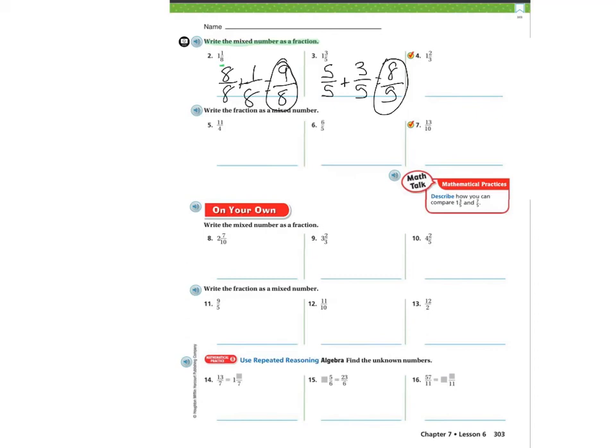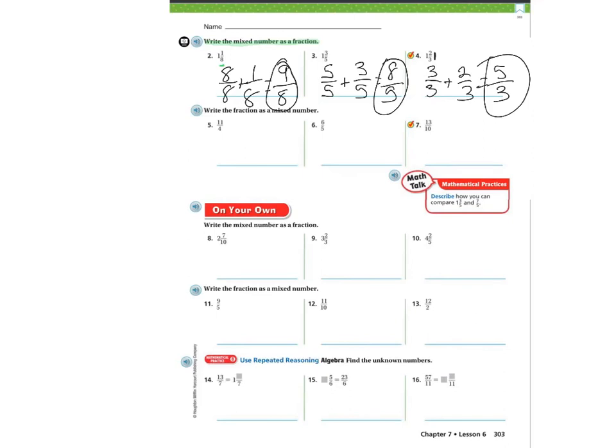Now, 1 2/3. So how can I write the number 1, a whole number, representing it in thirds? Sure, I can do 3 over 3. Plus, what's my fraction left over here? 2/3. 3 plus 2 equals 5/3. Boom! Super easy, right?